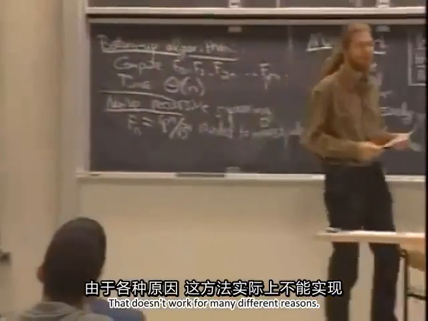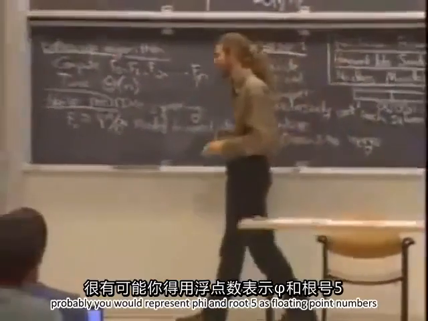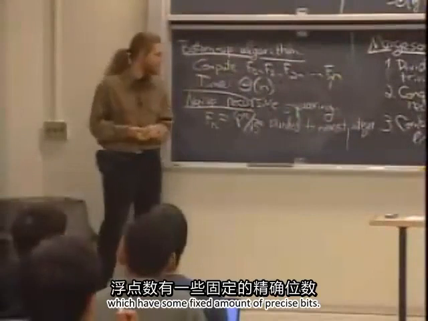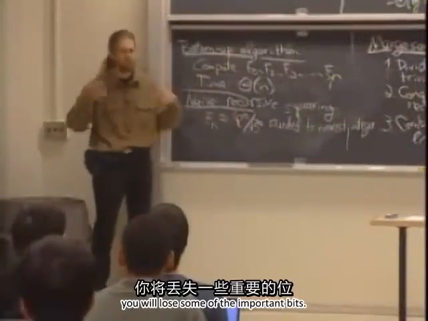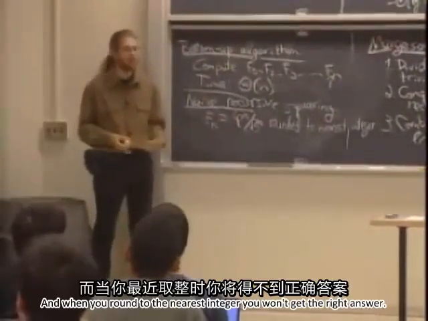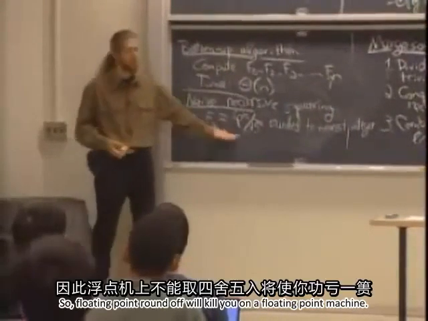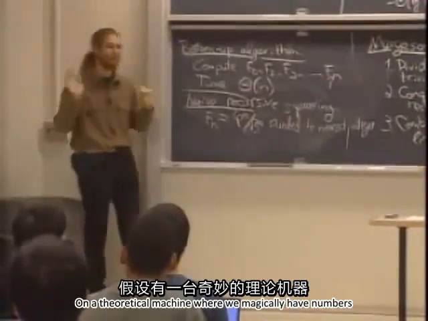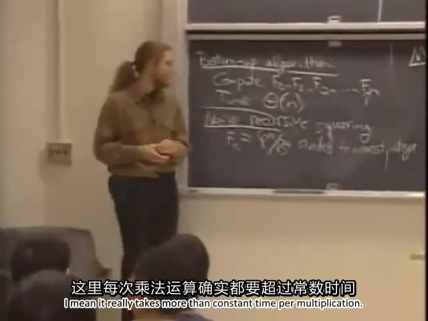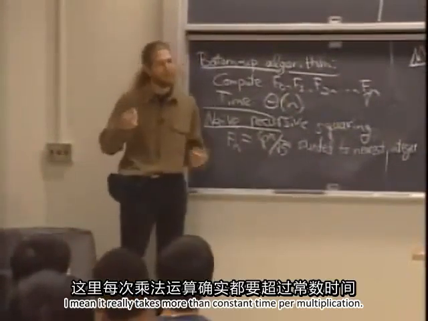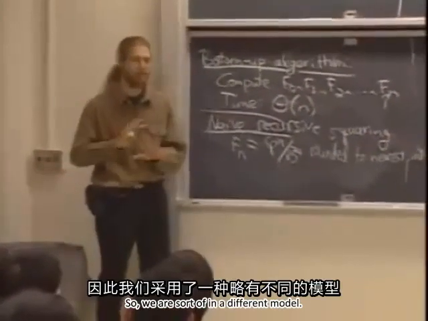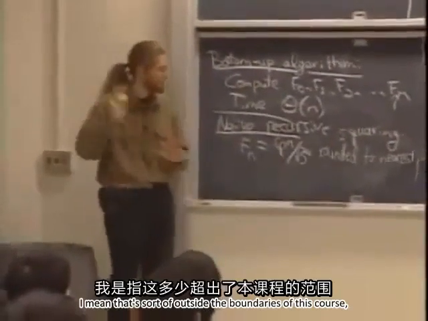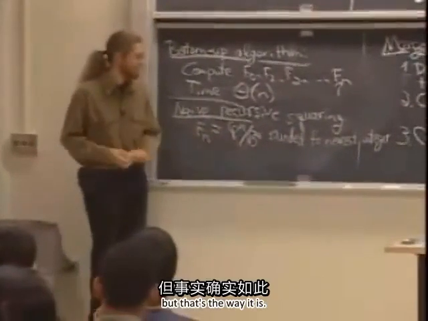That doesn't work for many different reasons. Depending on a real machine, probably you'd represent phi and root 5 as floating point numbers, which have some fixed amount of precision bits. And you do this computation, you'll lose some of the important bits, and when you round to the nearest integer, you won't get the right answer. So floating point roundoff will kill you on a floating point machine. On a theoretical machine, where we magically have numbers that can do crazy things like this, usually it really takes more than constant time per multiplication. So we're sort of in a different model. You can't multiply phi times phi in constant time. That's sort of outside the boundaries of this course, but that's the way it is.